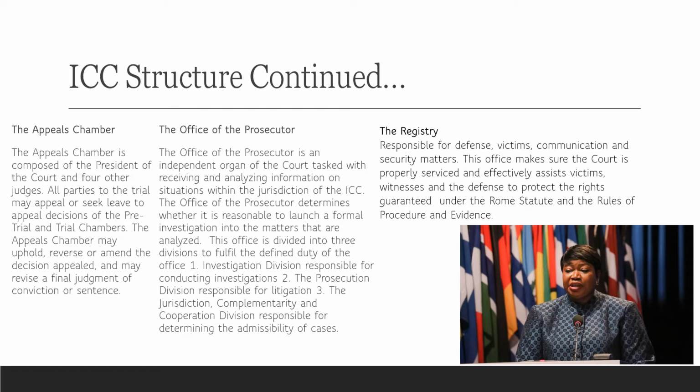The appeals chamber is comprised of the president of the court and 4 other judges. All parties to the trial may appeal or seek leave to appeal decisions of the pretrial and trial chambers. The appeals chamber may uphold, reverse, or amend the decisions appealed, and may revise a final judgment of a conviction or sentence.